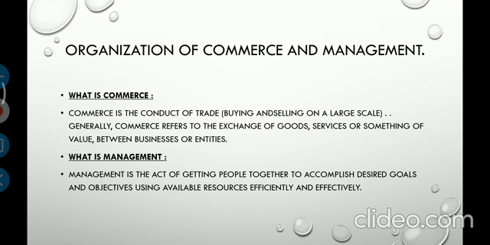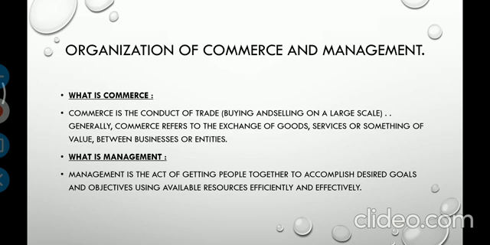So this is your subject wherein you are going to study about commerce, about business, about types of business, about organizations, business organizations, types of business organizations. Then you will be studying about management and its features and characteristics and functions and principles, etc.